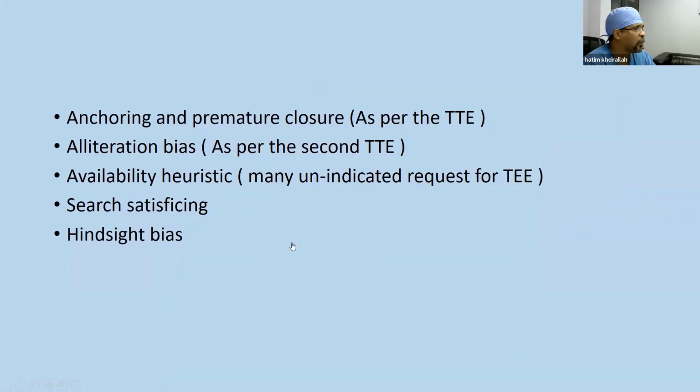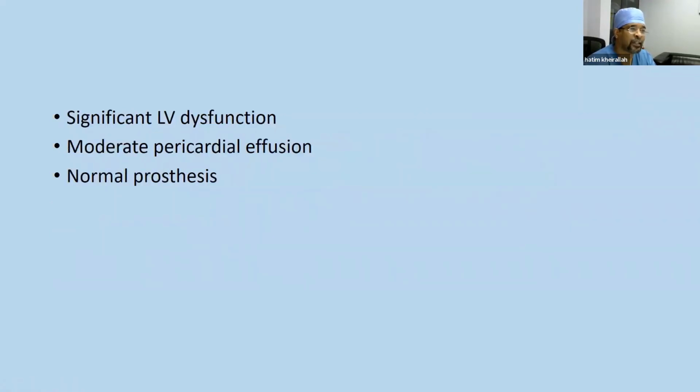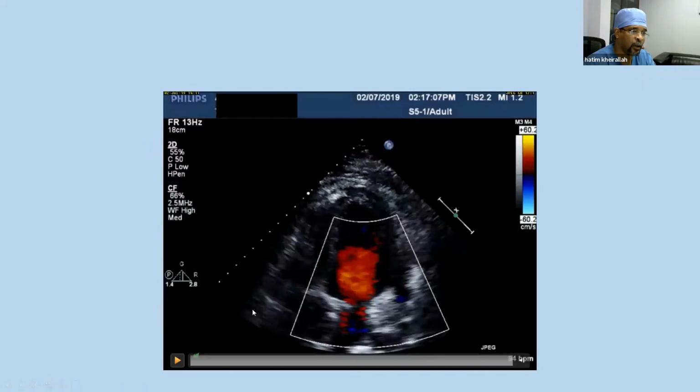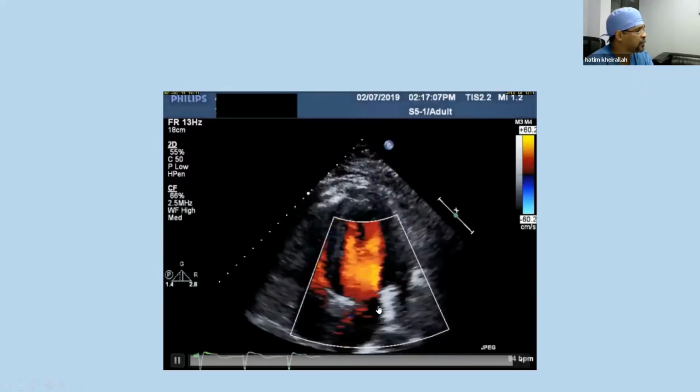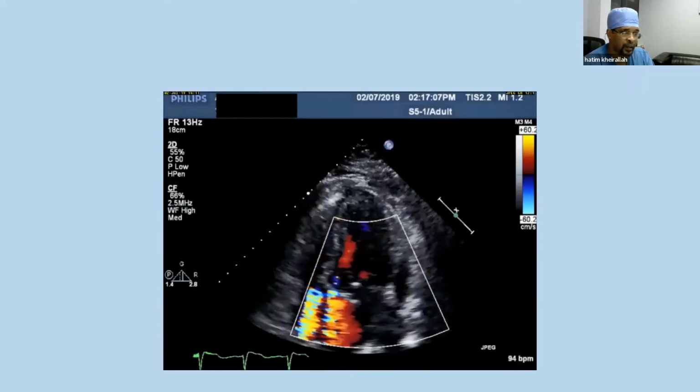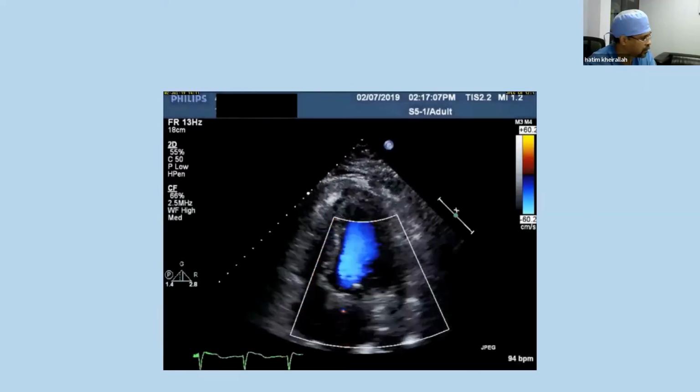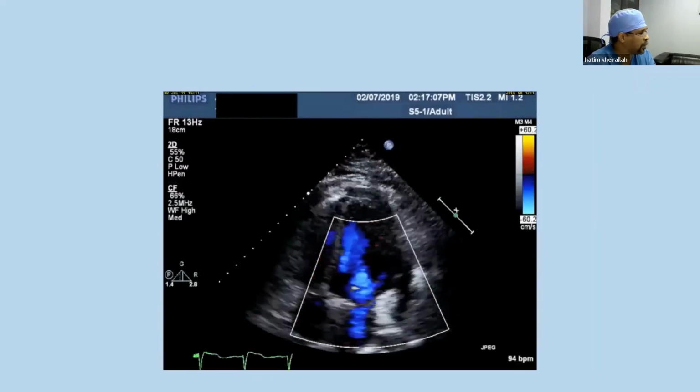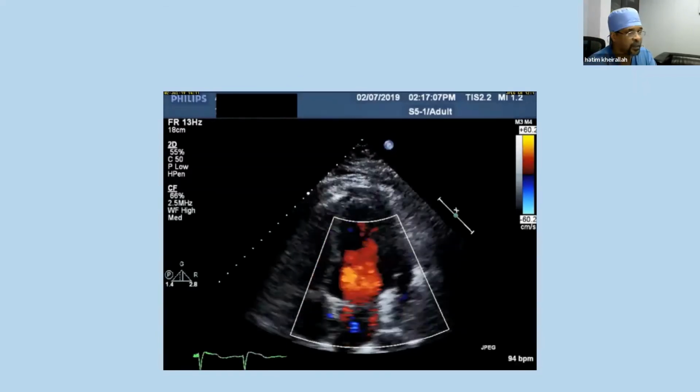Alliteration bias comes here because we have done this transthoracic echo twice. The same transthoracic echo was done twice because the patient is in intensive care, and echo sometimes is requested on daily basis. So it has been done the second day, and it was reported like copy paste, the same finding. LV dysfunction, moderate pericardial effusion, normal prosthesis. Okay.